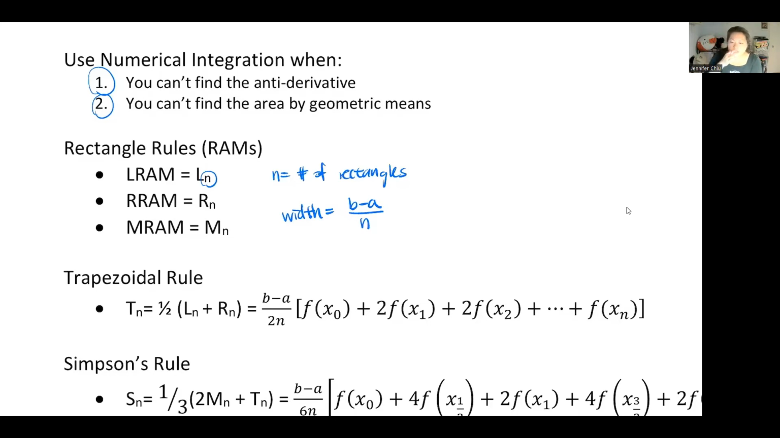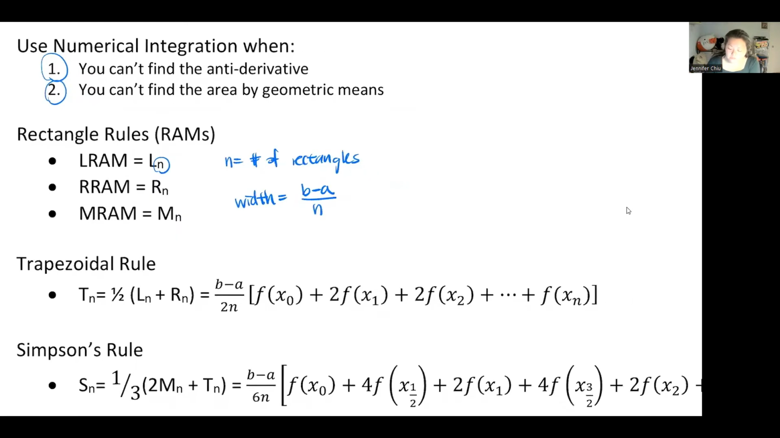And then we started looking at something called trapezoids, right? Because rectangles aren't enough to really help us. With rectangles, you typically have an over or underestimate. Even with MRAM, half of it's over, half of it's under, and it's not exactly half sometimes, depending on the curvature of your graph. So we then look at trapezoids, right?